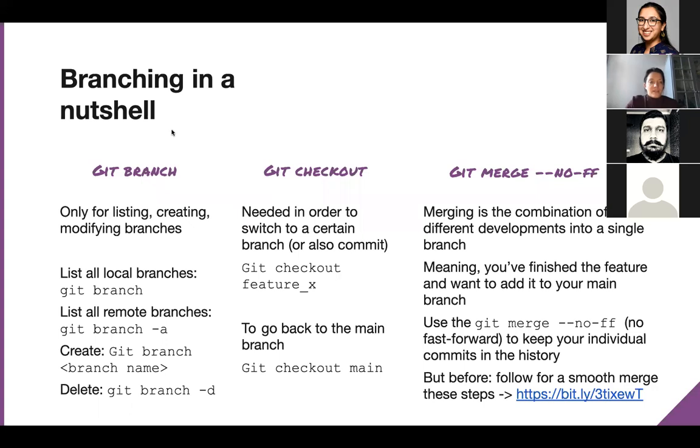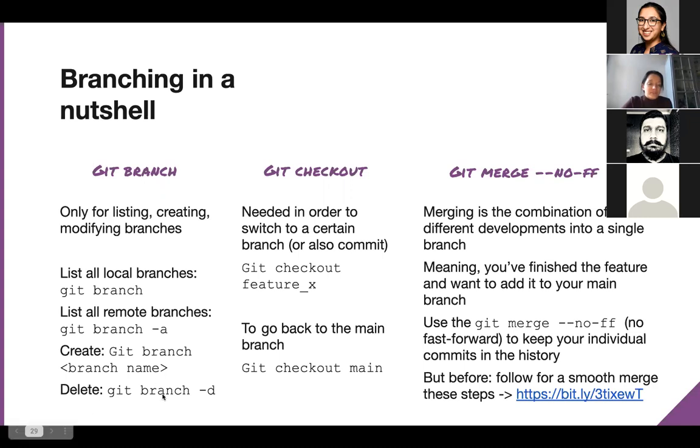All right, so branching in a nutshell. We have those three most important commands. We have git branch. Git branch doesn't do much. It does some things. It lists all the branches that you have in your project. So we just learned you can have multiple branches. You use this command for creating branches and also modifying the names of branches.